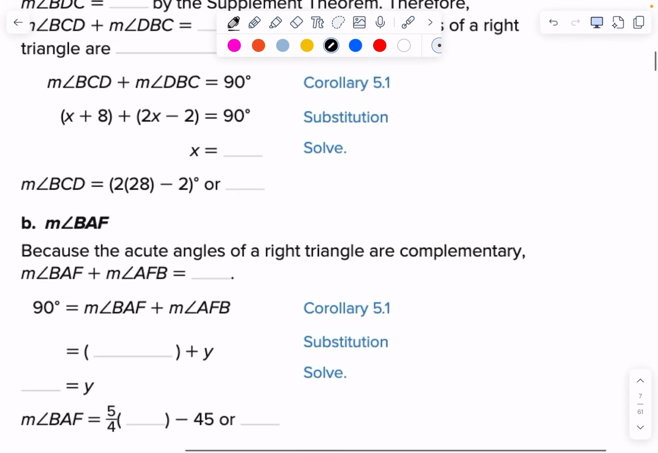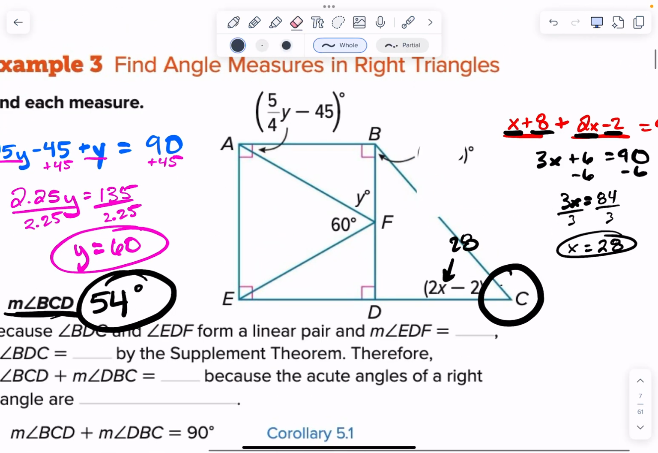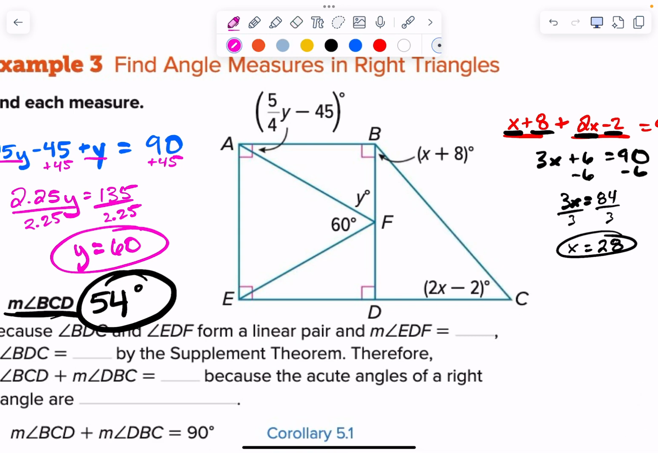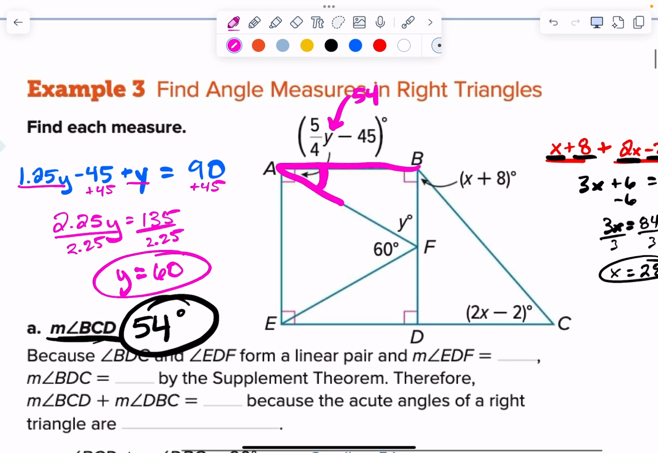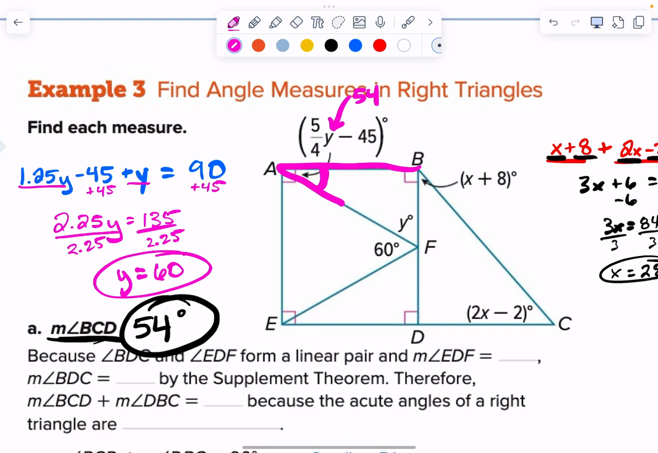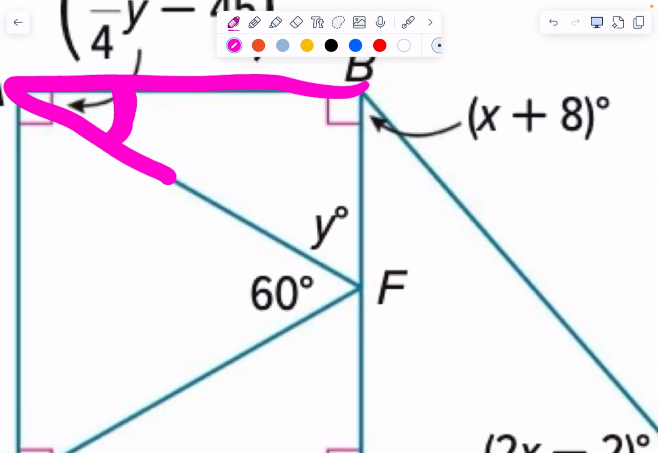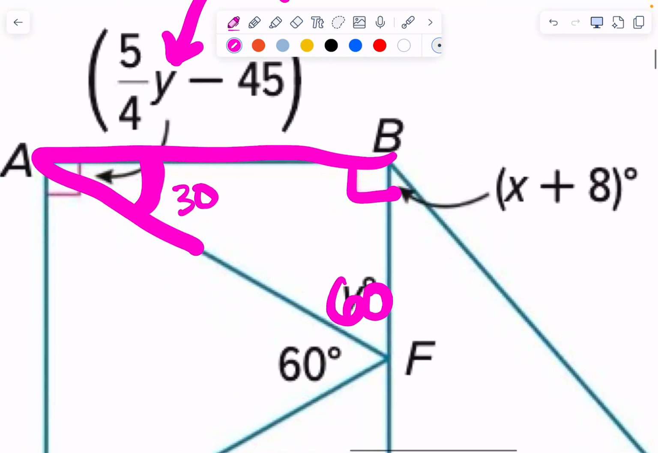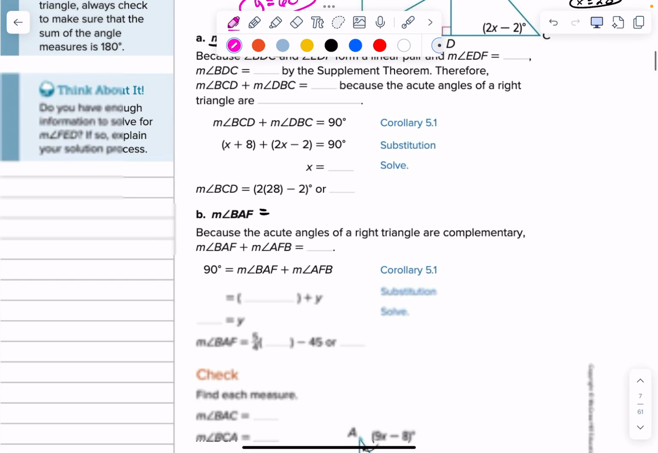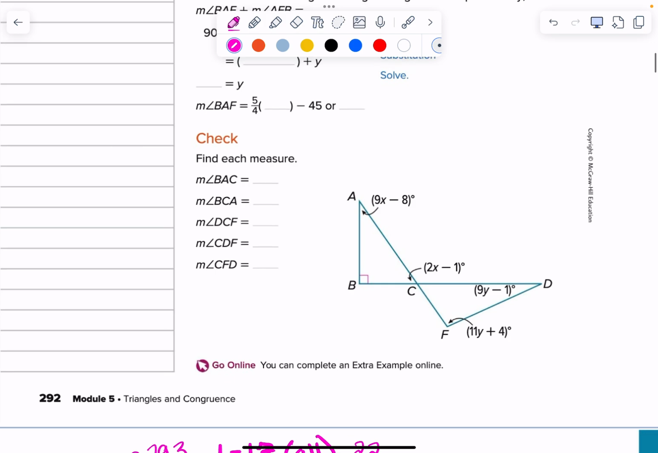Okay, they want BAF. Which one's BAF? The disgusting one. So we have to plug 54 in there. 5/4 times 54 minus 45. What is it? Is it 30? Yeah. Because if they have to be 90, the other one. That's a good point. She says if this is 60 and this is 90, then this one has to be 30. I don't even have to plug it in there, right? That's a good thought. I like it. 30 degrees. And that's it, right?